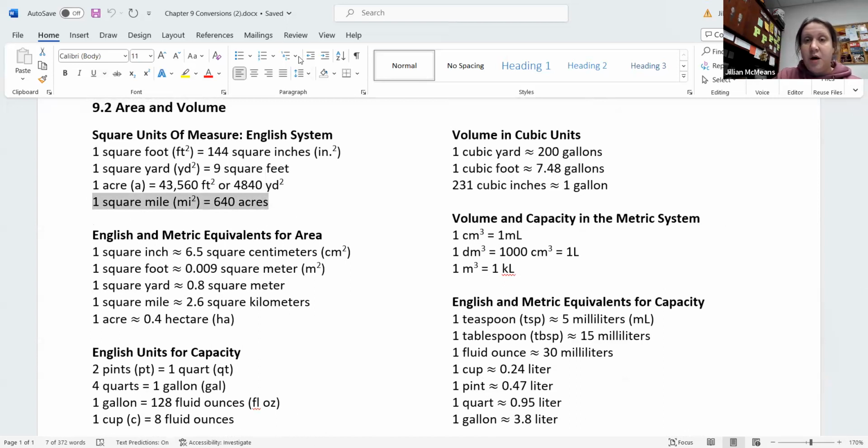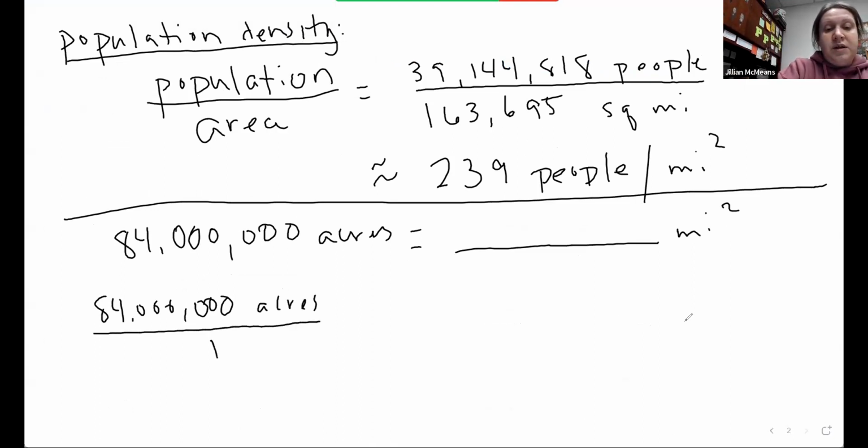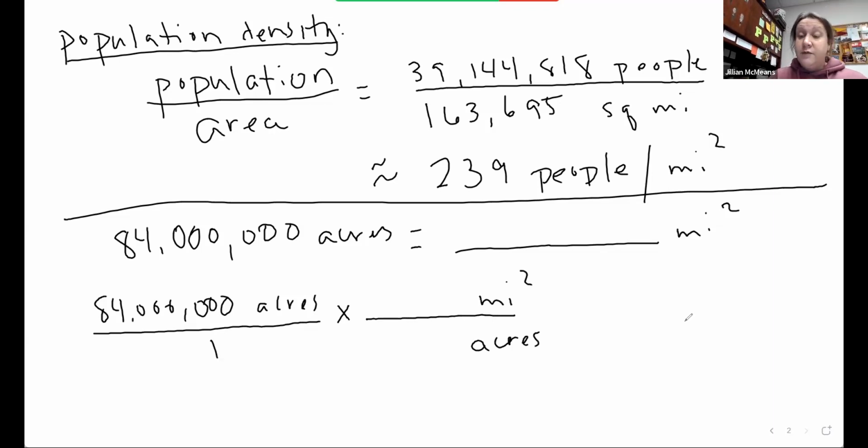So let's see how much the National Park Service administers in square miles. Okay. So remember from the previous video, we start with what we know. We have 84 million acres. Pretend those zeros are beautiful. We need to multiply by a unit fraction that relates acres to square miles. Okay. And from our conversion sheet, we know that 1 square mile is 640 acres.